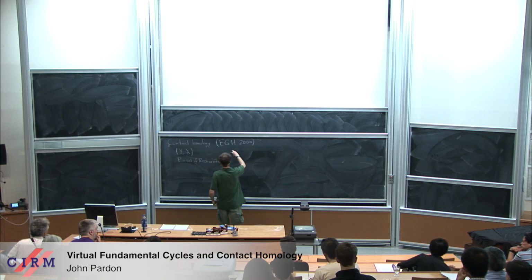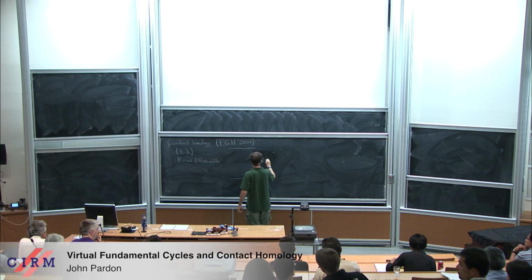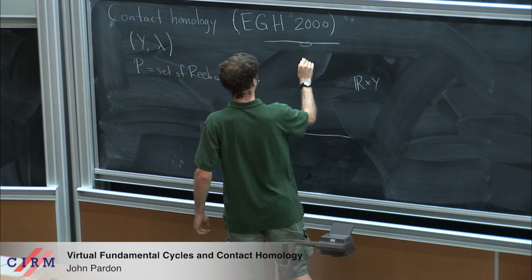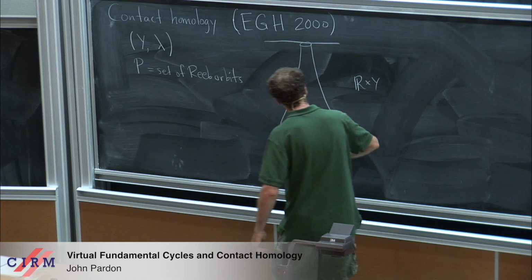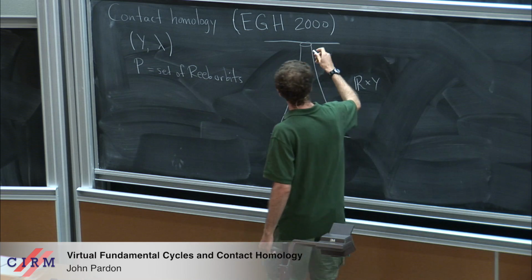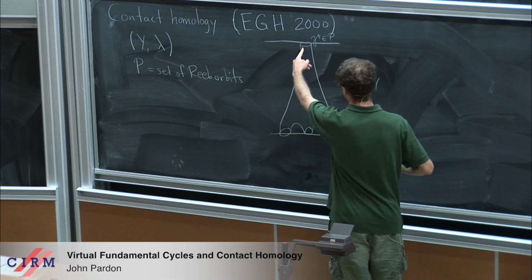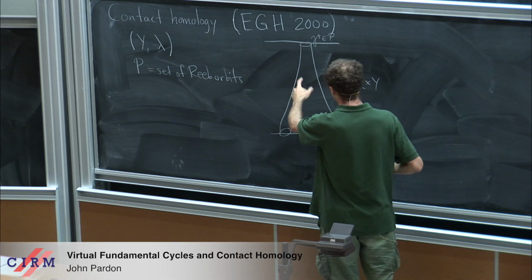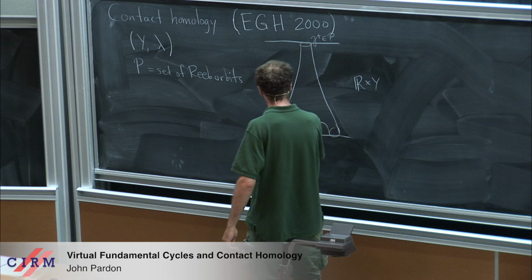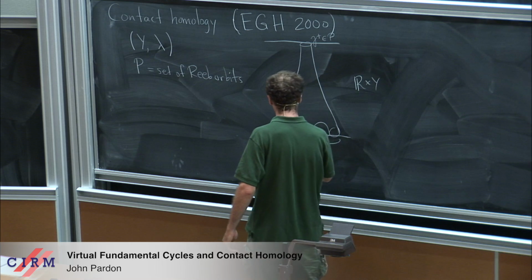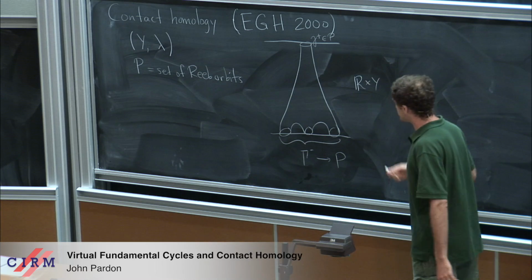In this setup, we want to consider holomorphic curves in the symplectization R cross Y. More specifically, we consider holomorphic curves of genus 0, with exactly one positive end asymptotic to some Reeb orbit gamma plus in P, and an arbitrary number of negative ends, asymptotic to some Reeb orbits gamma minus in P, in genus 0.